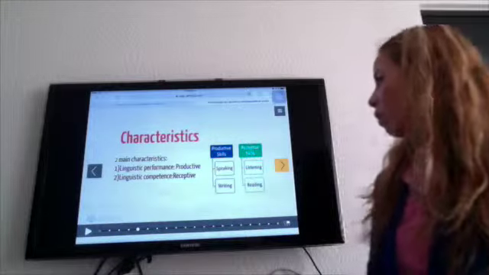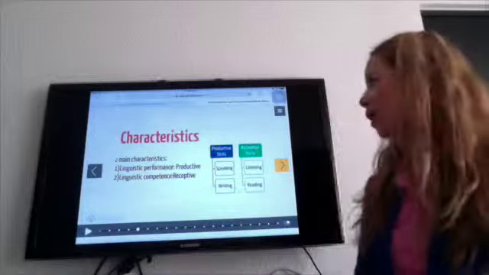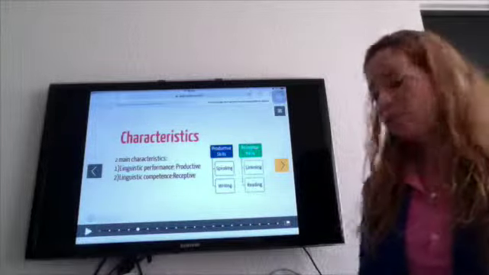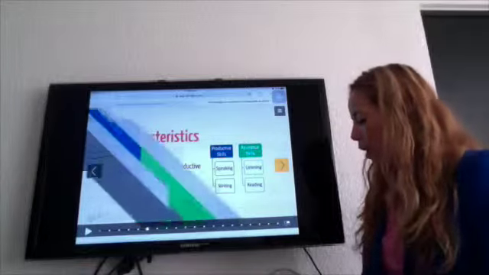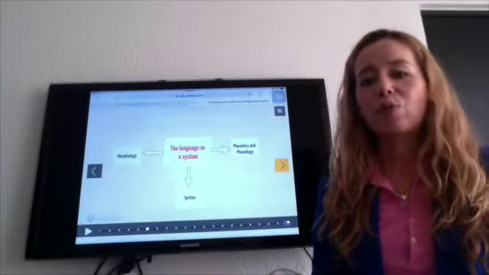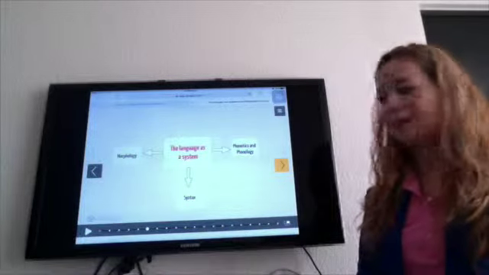Okay, the language itself, or linguistics, has two important characteristics, which are the productive and receptive skills. The productive skills are the linguistic performance, like speaking and writing, and the receptive skills refer to listening and reading. In linguistics, or language as a system, we have 3 branches, which are morphology, phonetics and phonology, and syntax.